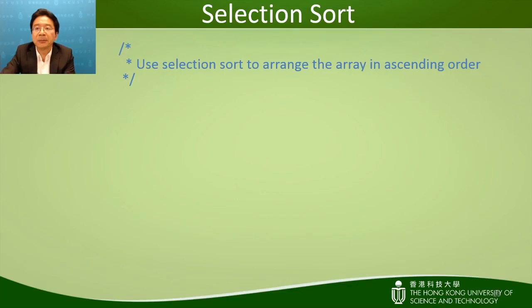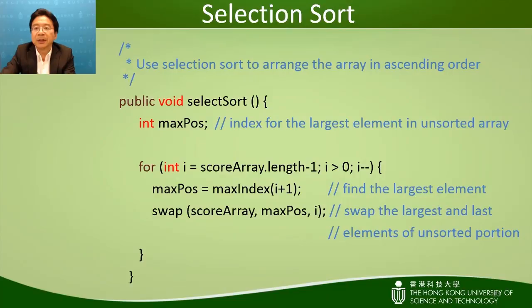Let's now try to implement the selection sort in a Java program. You may think that it could be a quite complicated program. Surprisingly, this is the entire implementation of the selection sort. We begin by declaring a variable maxPos, which is used for keeping track of the largest element in the unsorted portion of the array. We are making use of the methods maxIndex and swap that we developed earlier.